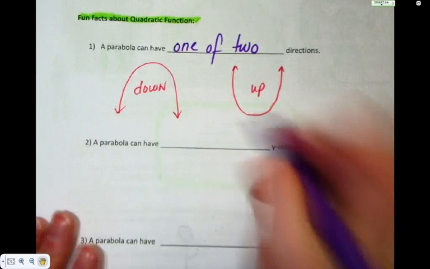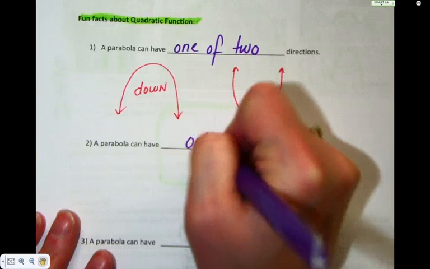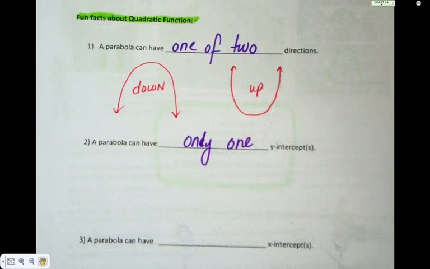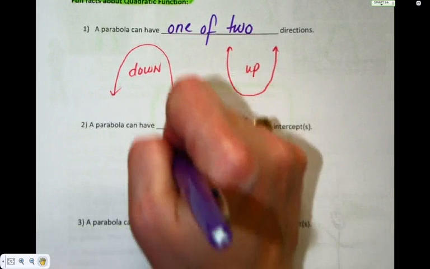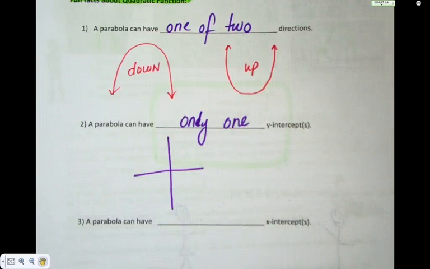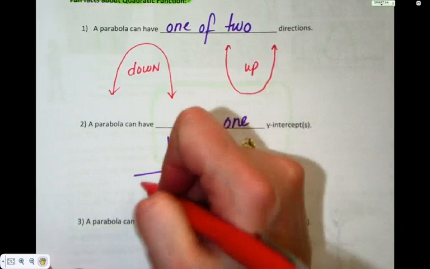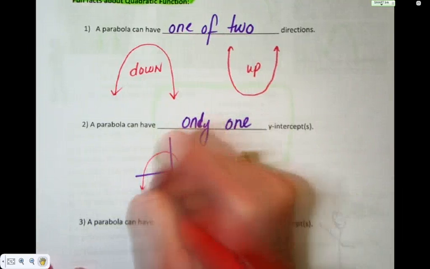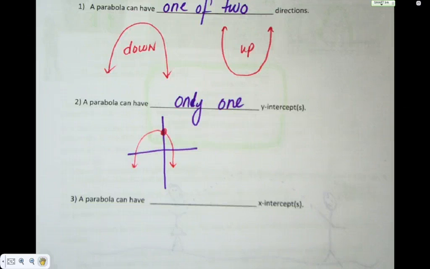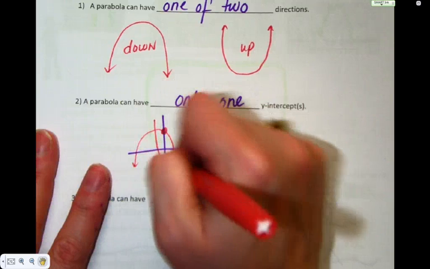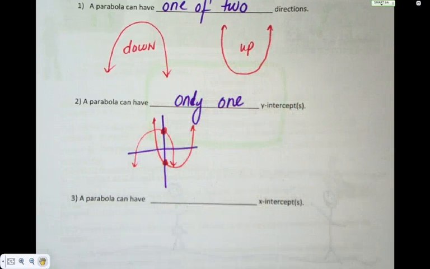A parabola can have only one y-intercept. Only one. So just like a line can only have one, it can never cross two. Same with the parabola. For example, if my parabola points down, it's only going to cross once. If my parabola points up, no matter where I put it, it's still only going to cross once. There's nowhere else it goes to the side, which doesn't exist in your world. It can only have one y-intercept.